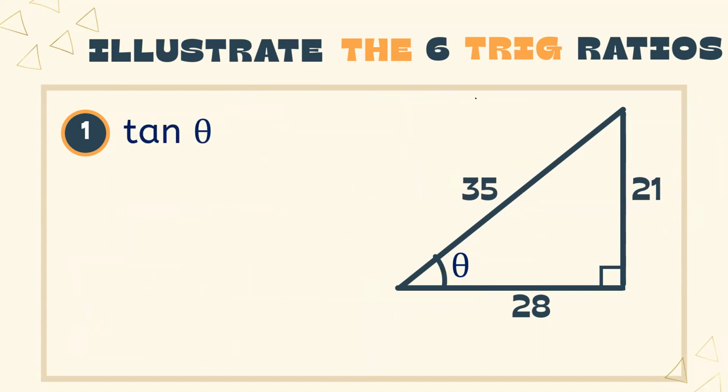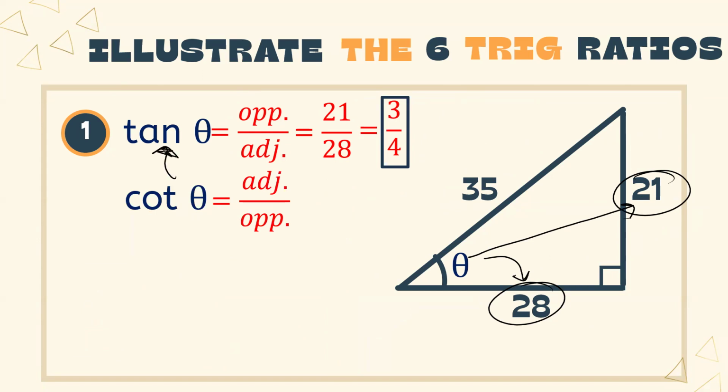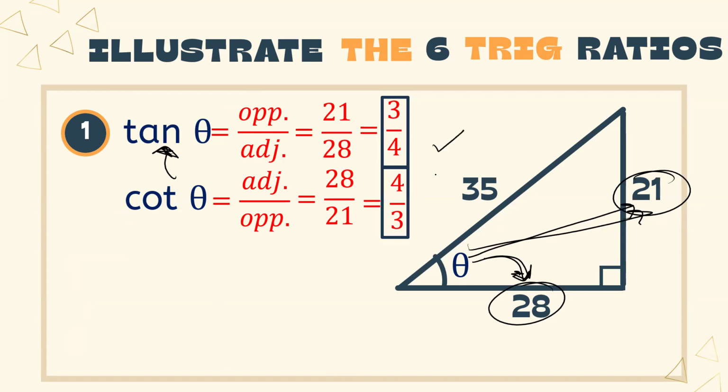Next, tangent theta for the same triangle. Tangent is opposite over adjacent. Opposite of theta is 21, adjacent is 28. So that would be 21 over 28. Simplifying it further, that's 3 over 4. And cotangent, which is the inverse of your tangent function, is adjacent 28 over opposite 21. So that would be 4 over 3. Right? So that's how simply we can represent the 6 trigonometric ratios from the triangle.